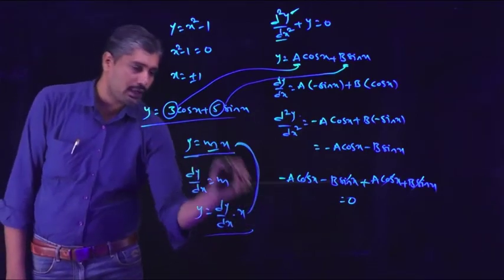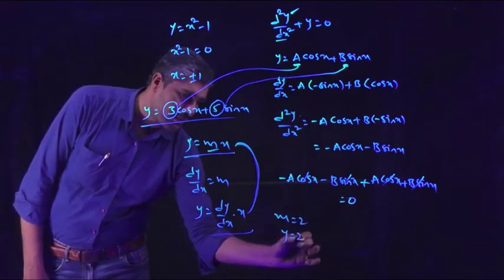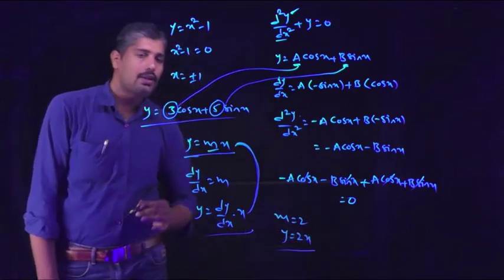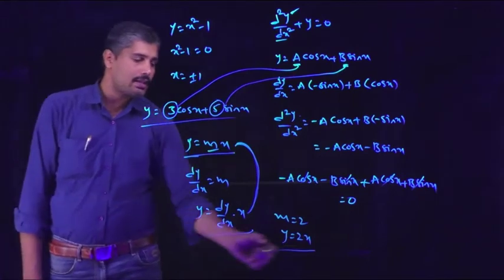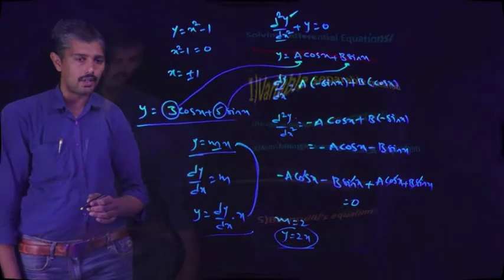Suppose we take m equal to 2. Then that is y equal to 2x. A particular value of m is there. That's why this is called a particular solution of the differential equation.